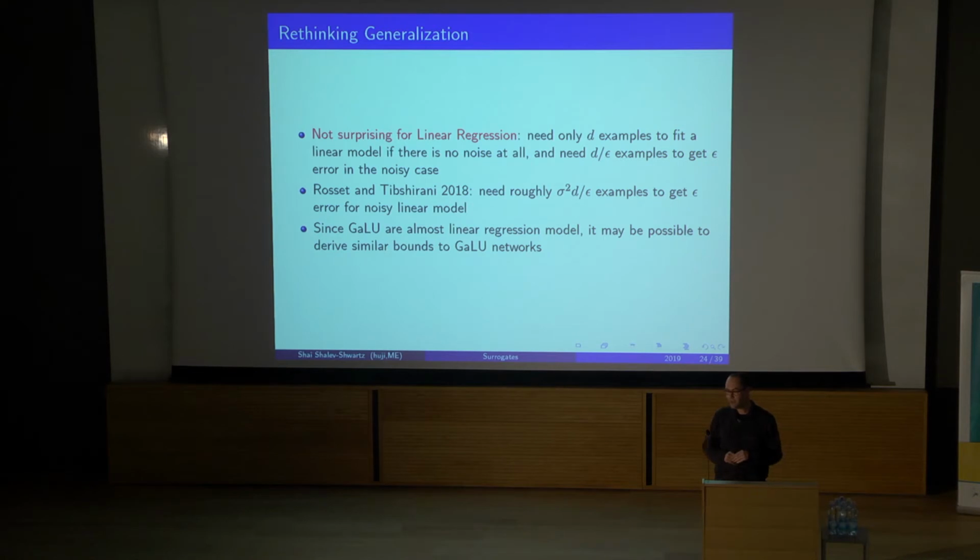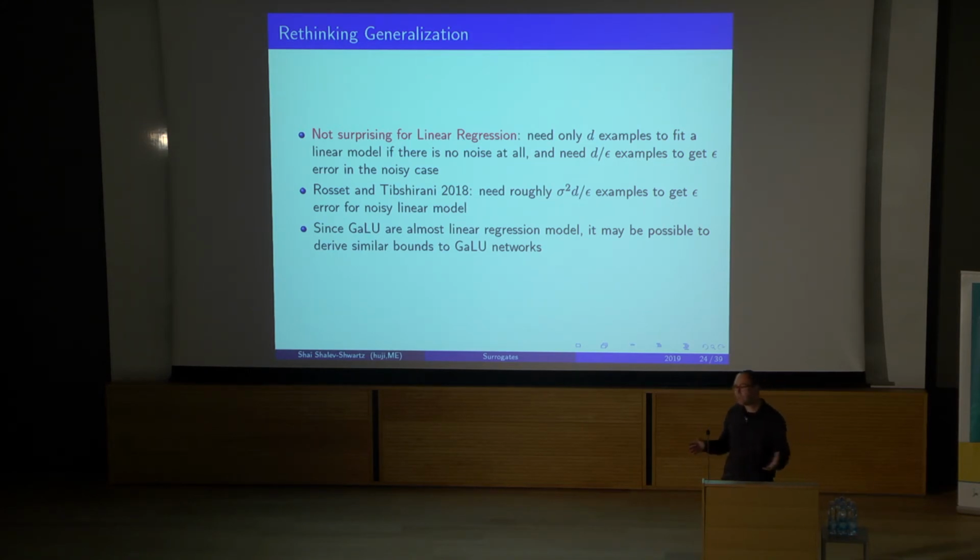But what's going on in linear regression? When you do linear regression, if I have d examples in d dimensions and 0 noise, I'm going to fit the data perfectly and generalize perfectly, because this is exactly the degrees of freedom that I need in order to learn the exact true model if there is zero noise. Of course, if there is a lot of noise, then according to learning theory, I need d over epsilon examples in order to learn up to level of epsilon. And actually, this was formalized better by a paper of Rosset and Tibshirani that show that the sample complexity is roughly sigma square d over epsilon, where sigma is the standard deviation of the noise.